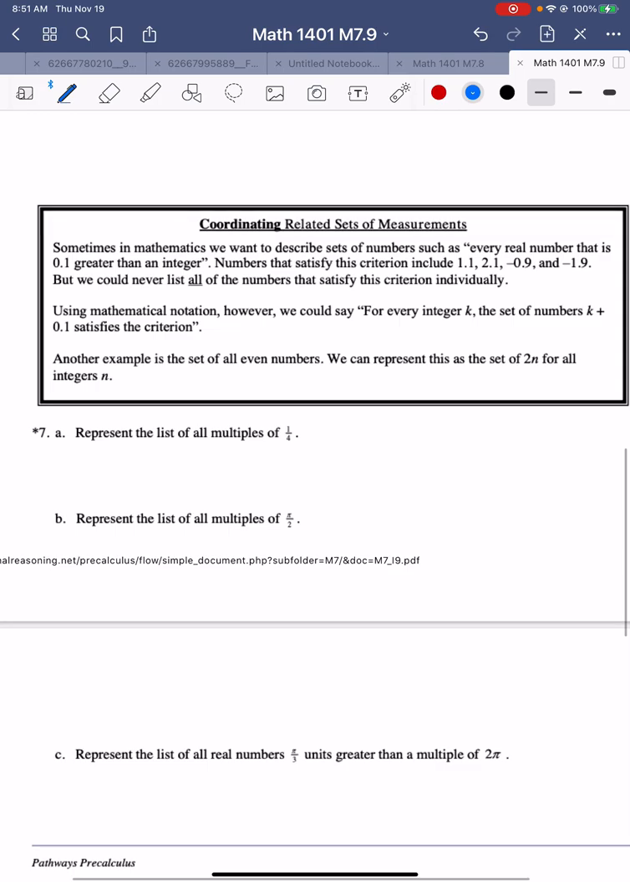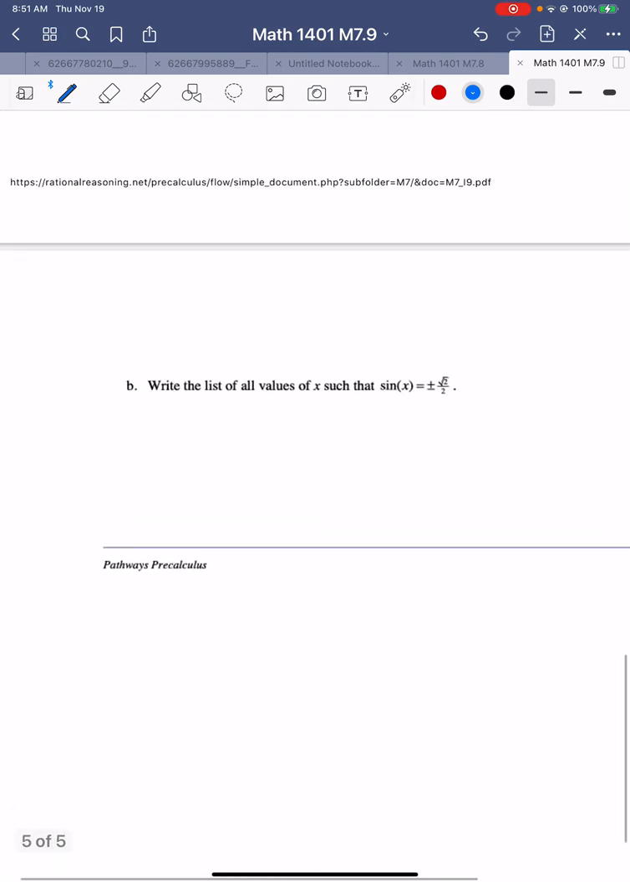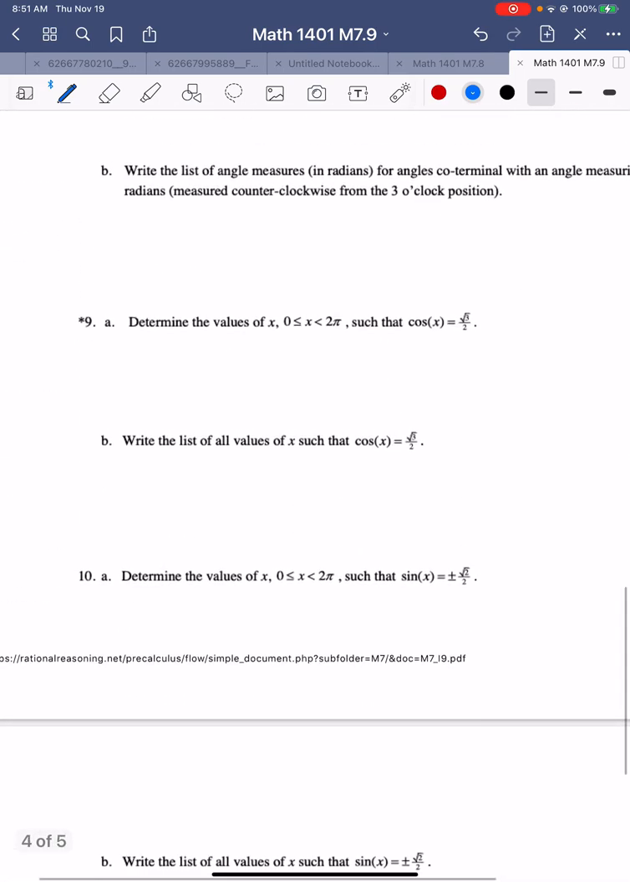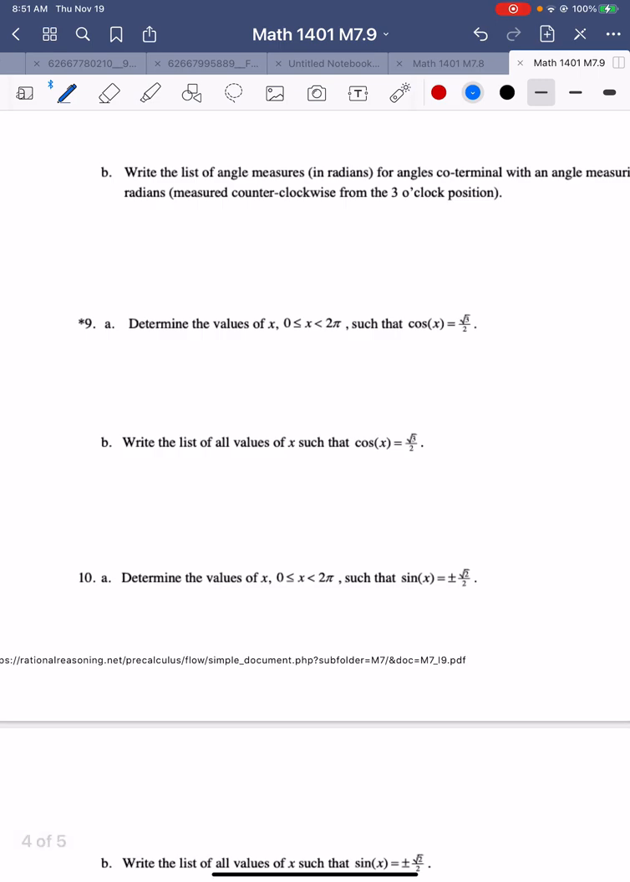So in number 9, determine the values of x between 0 and 2 pi such that cosine x is root 3 over 2. So we are looking for the angle this time, okay? Cosine is positive in quadrants 1 and 4, right? And the ratio along the horizontal axis is going to be root 3 over 2, isn't it? So we are looking for two angles. This is a special angle, isn't it? I already showed you what it is.